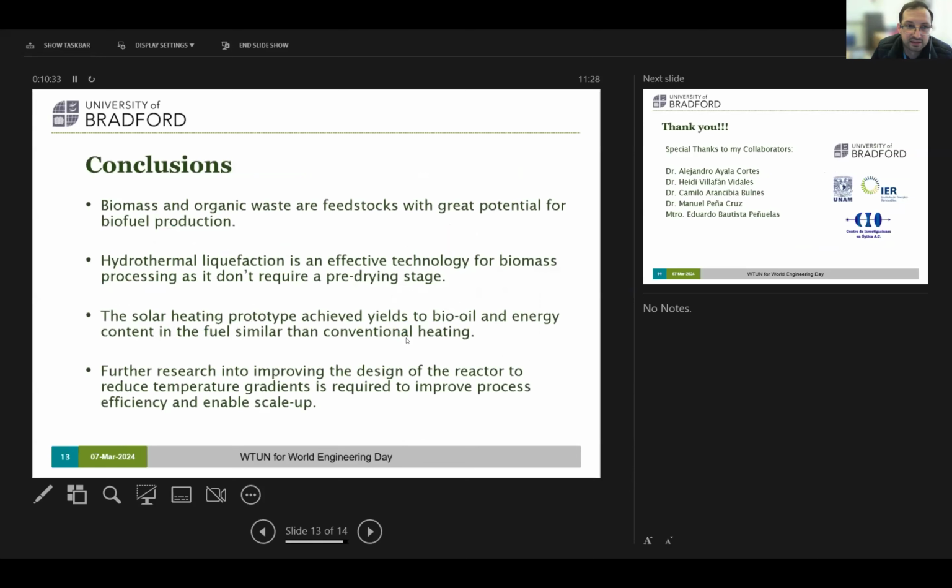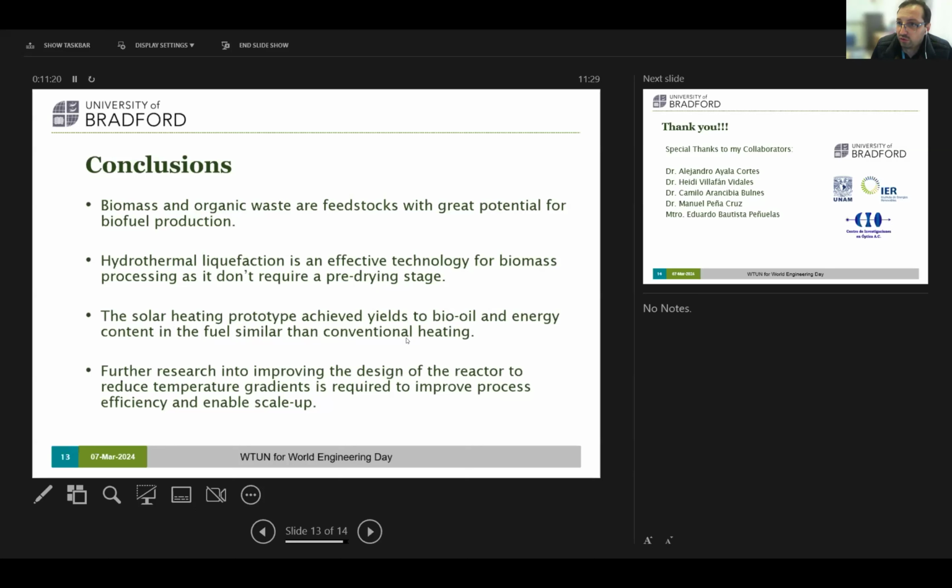Just to be quick and to talk about the main conclusions of this solar-heated hydrothermal research, the first conclusion is that biomass and organic waste are feedstocks with great potential for biofuel production. Second, hydrothermal liquefaction is a very effective technology for processing biomass, as we don't require an energy-intensive pre-drying stage, and the water properties are very good for the chemical reactions that we are promoting. Then the solar heating prototype, the first one that we achieved, which is a batch system, achieved the yields of bio-oil that we were previously obtaining through conventional heating, and the energy content of the final fuel is also similar.